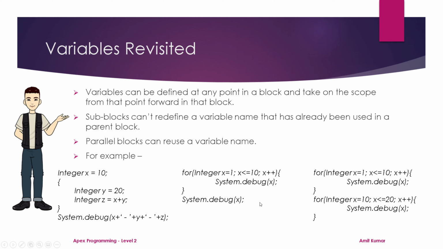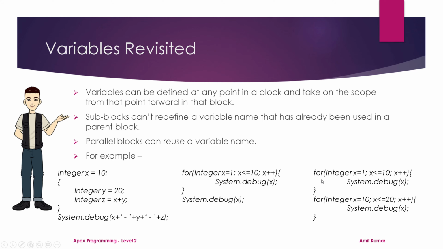But we can certainly use the same variable names in parallel blocks. As you can see in this example, there are two for loops. The first for loop ends here with this closing brace and the second for loop ends here with this closing brace. So this is the block of the first for loop and this is the block of the second for loop.